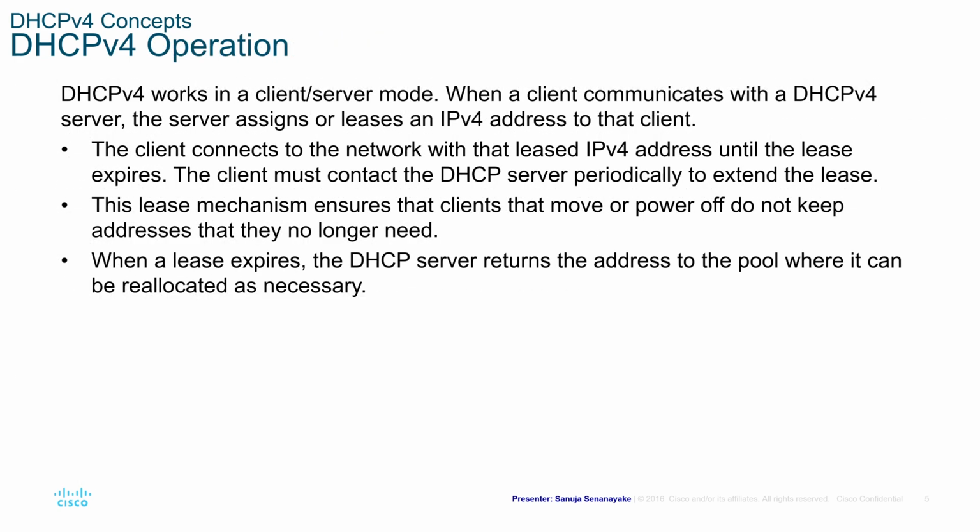So let's look at DHCPv4 operation. DHCPv4 works in a client-server mode. When a client communicates with the DHCPv4 server, the server assigns or leases an IPv4 address to that client. The client connects to the network with that leased IPv4 address until the lease expires. The client must contact the DHCP server periodically to extend the lease. So if the lease is about to expire, the client can contact the DHCP server in order to extend that lease or obtain a new IP address. This lease mechanism ensures that clients that move or power off do not keep the addresses that they no longer need. When a lease expires, the DHCP server returns the address to the pool where it can be reallocated as necessary.